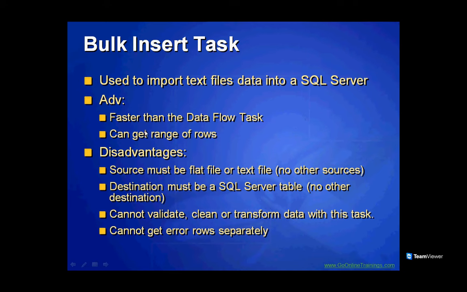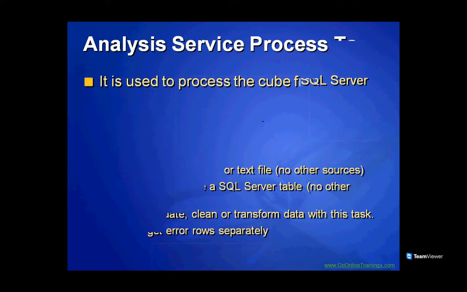Bulk Insert task can get a range of rows. What is the meaning of that? For example, I want to have the fifth row to the tenth row, or the tenth row to the twentieth row, like that. The source must be a flat file or text file. The destination must be a SQL Server table, and it cannot validate, clean, or transform the data. So let us do small demos on this one by one.